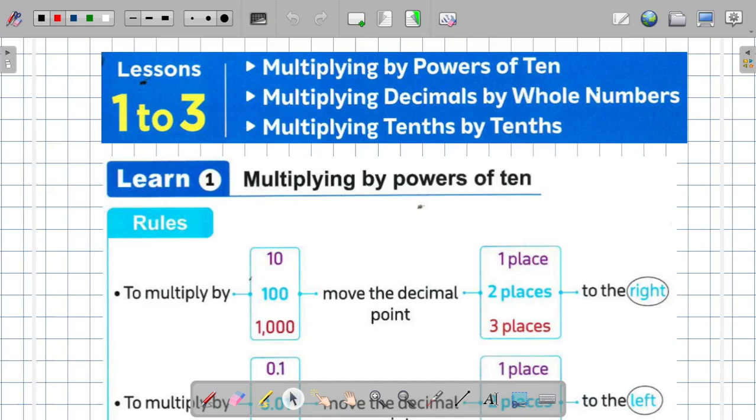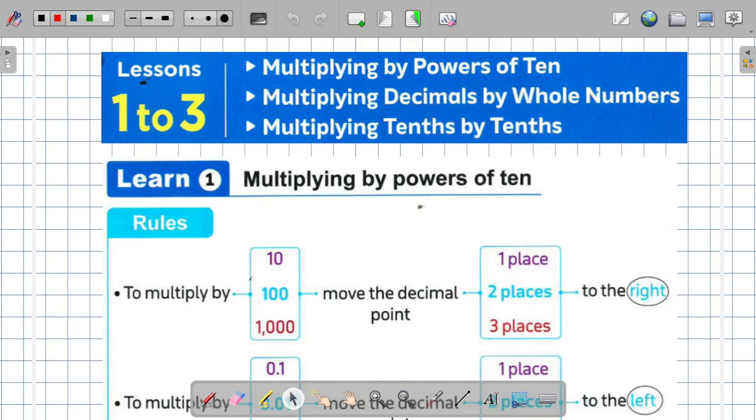Our lessons today are the first three lessons of the fifth unit of the fifth grade curriculum for the academic year 2024-2025. This unit contains 13 lessons and talks about multiplication and division with decimals.